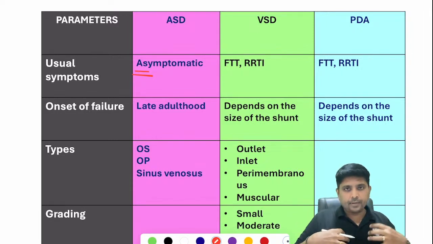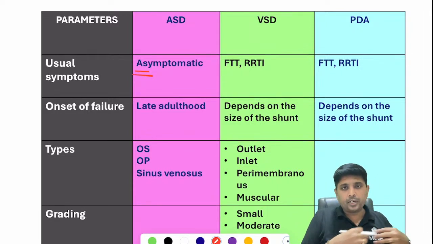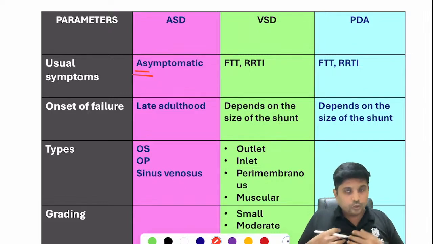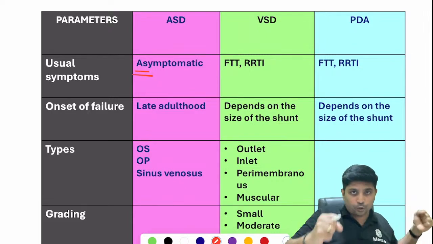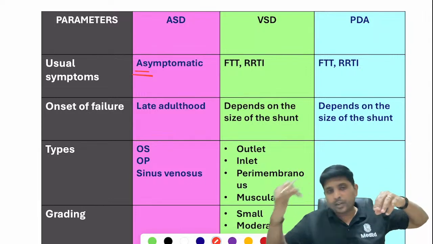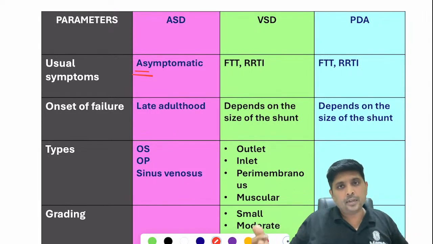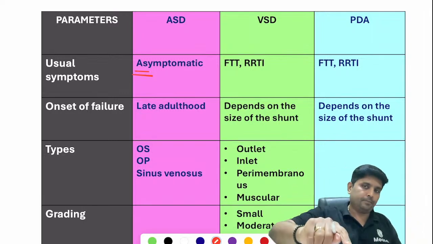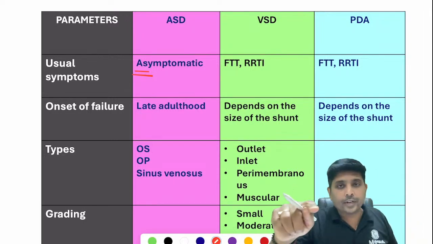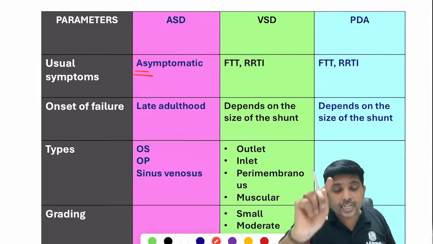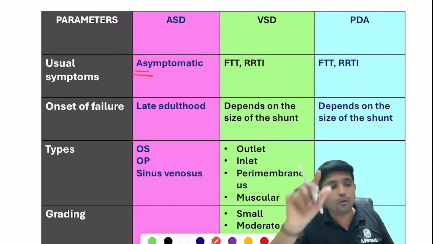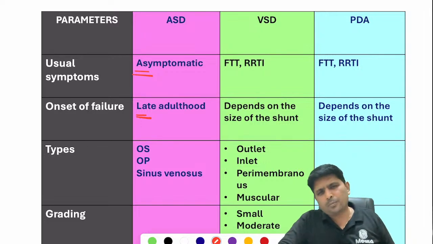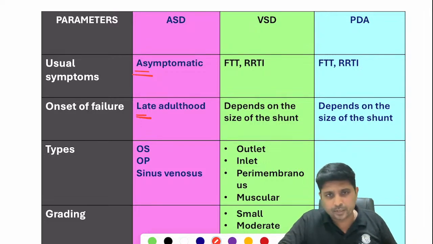Because the right atrium, left atrium, when you have ASD, left atrial pressure is also low, right atrial pressure is also low. So you don't have that kind of pressure to push the blood from the left atrium to the right atrium against a pressure gradient. So usually asymptomatic, usually you don't get a murmur. You don't get the murmur of shunt. Shunt murmur will be absent because of low pressure. Failure because of small size, because of small shunt pressure.